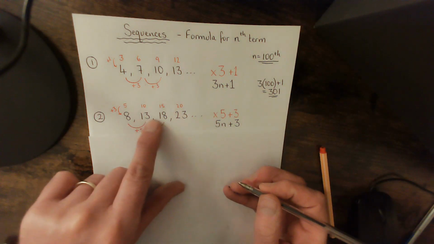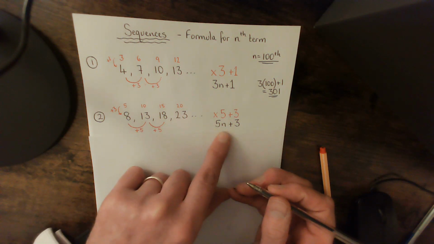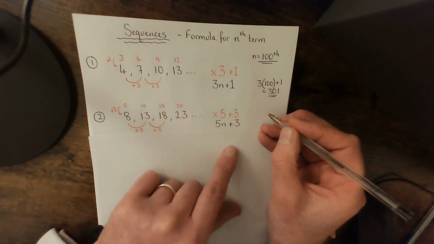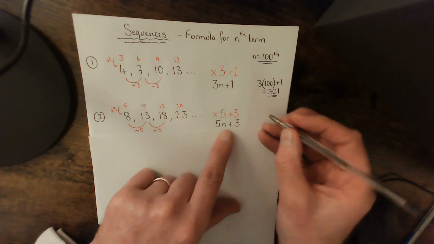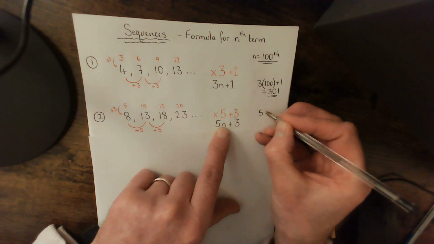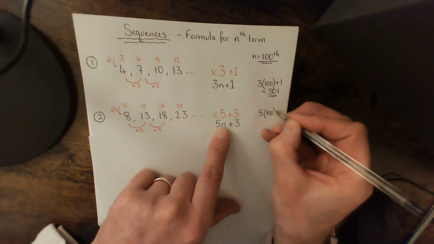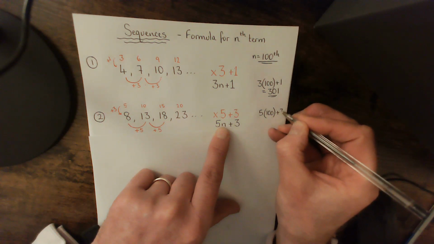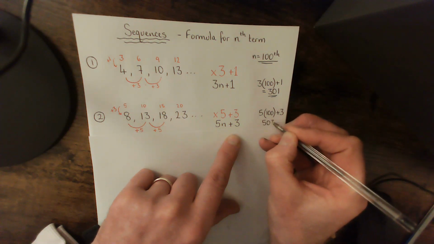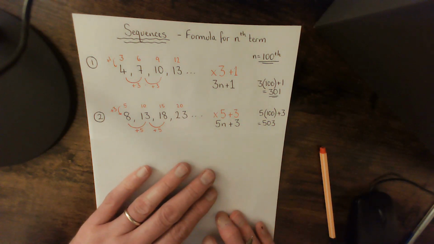If I do the 8, 13, 18, 23, which I've got as 5n plus 3, I want to know the 100th number in that sequence. That would take me hours. So this time I'm going to do 5 times my n value, which I've told you is 100, and then I'm going to add on 3 again. That's giving me 503 as my 100th term in the sequence.